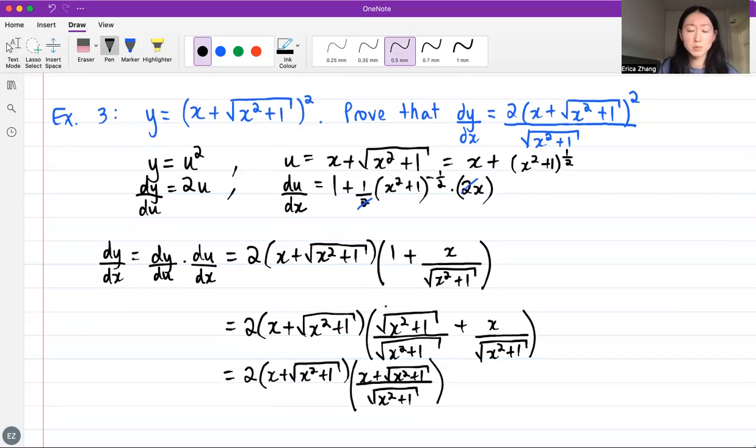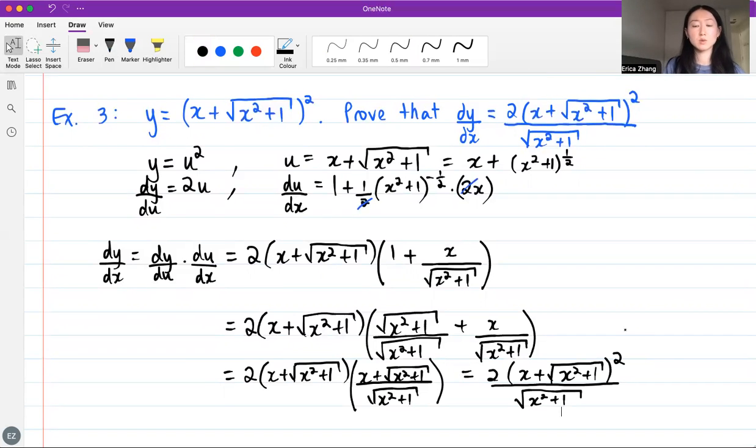And now we're basically there, because you notice that this numerator is the same as the expression inside the bracket on the left. So we can rewrite this as 2 times x plus square root of x squared plus 1, squared, all over square root of x squared plus 1. And that was our desired result.